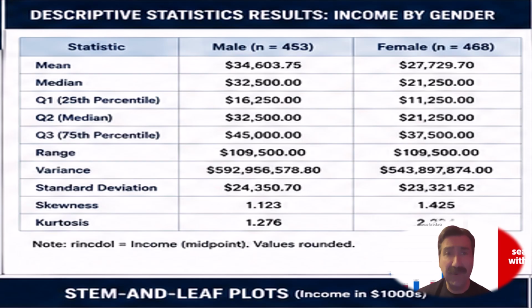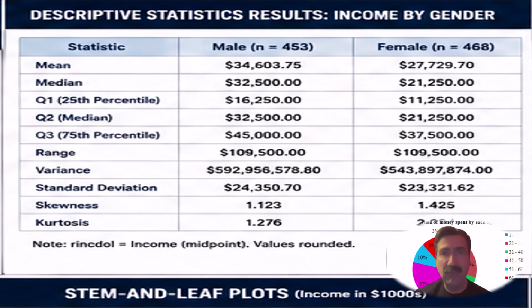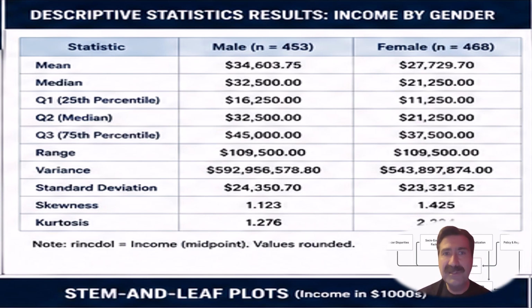The quartiles provide additional insight regarding how income is distributed across each group. These findings demonstrate why researchers should never rely solely on averages. This distribution tells a more complete story.